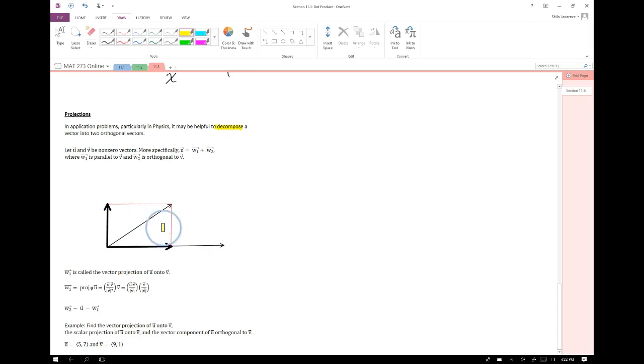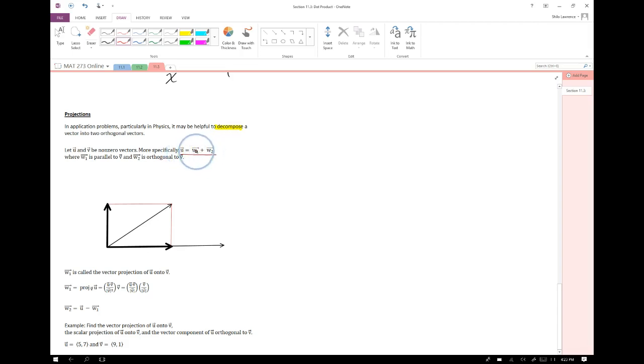So I've got a graph down here that I'm going to label some pieces on so you can see what I'm talking about. We're going to let u and v be non-zero vectors. If either of them is 0, then the dot product is going to be 0 and there's really nothing to do. So we just assume we're not working with 0 vectors. And more specifically, u is equal to w1 plus w2.